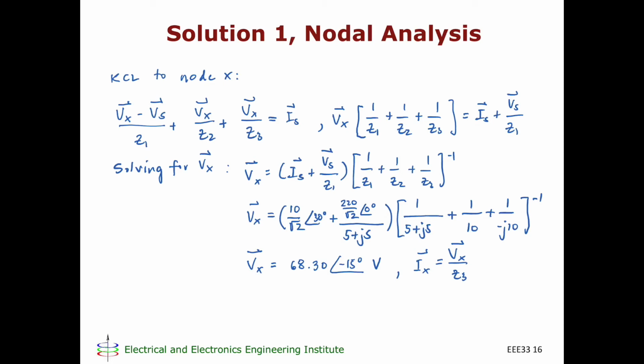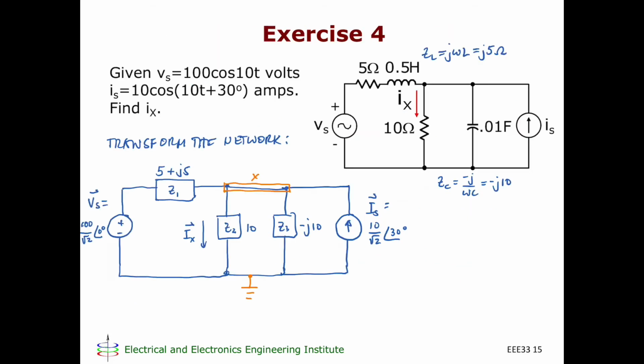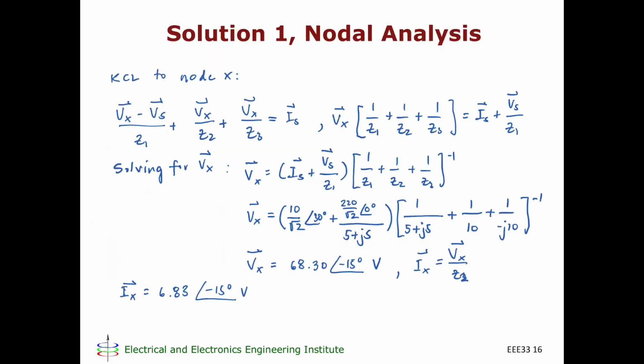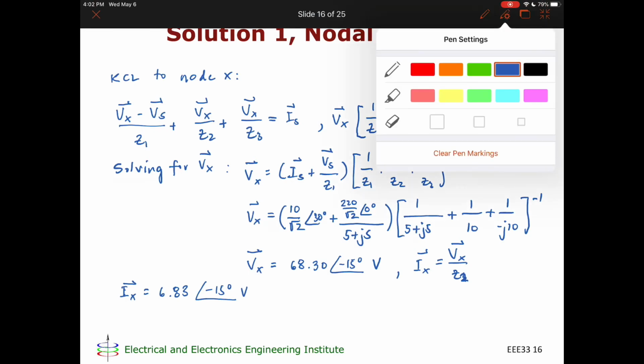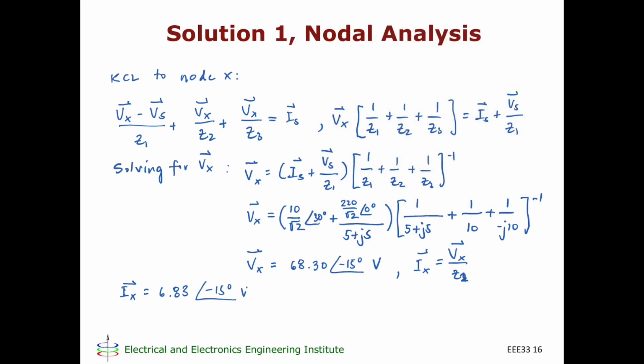Again, our calculators will show that this is equal to 6.83 at an angle of minus 15 degrees. Actually, it's trivial. Not Z3, Z2, sorry. Z2 is equal to 10. Therefore, 68.30 at minus 15 degrees divided by 10 is 6.83 at minus 15. This is not volts. This is amperes.